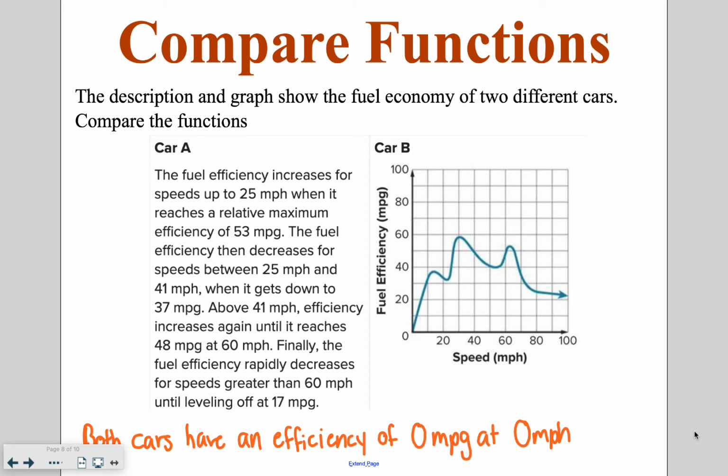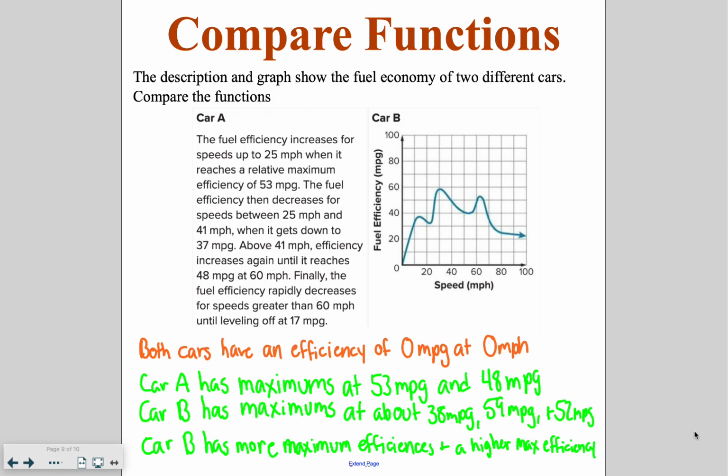The next thing I want you to look at is the maximums, the relative maximums for the graph. Car A has two maximums at 53 and 48. And then car B has maximums that are roughly at 38, 59, and 52. So that means that car B has more maximum efficiencies and a higher maximum efficiency.